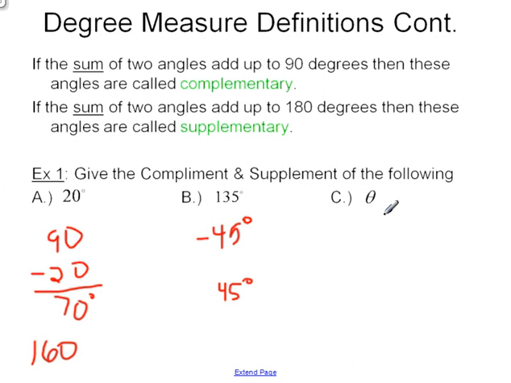Now, theta here, we put a variable in there just so that it's used to denote every situation and whatever angle measures you want to put in there. So to find the complement of theta, as we were doing before, you're just taking 90 minus theta. To find the supplement, we're just taking 180 minus theta.